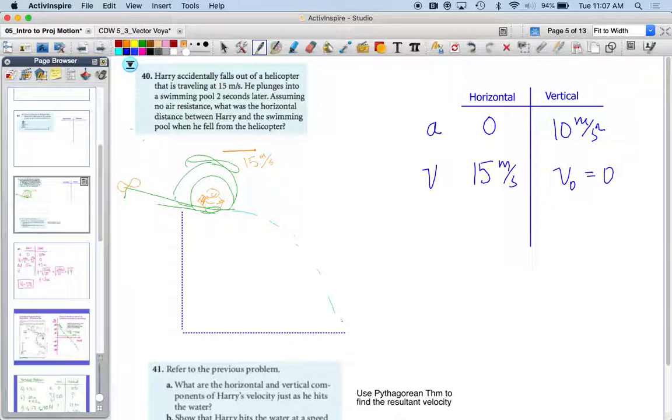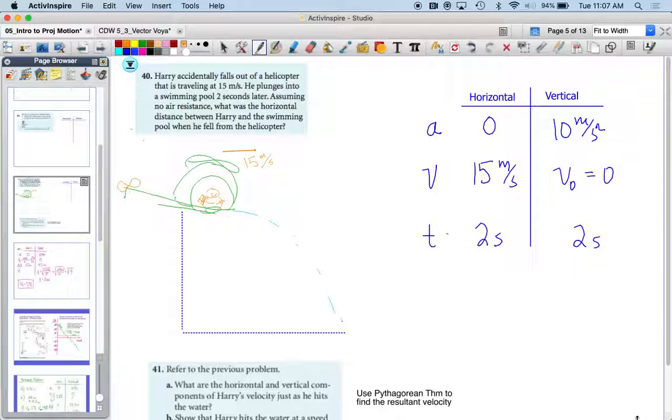The other thing we know in this problem is the time. The time that he will fall is 2 seconds, and that's going to be the same on both the vertical and the horizontal side. And what are we asked to find? How far does he travel horizontally in that 2 seconds?